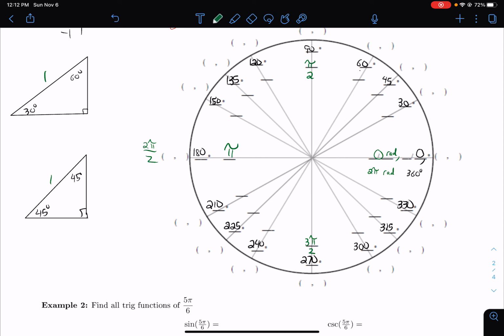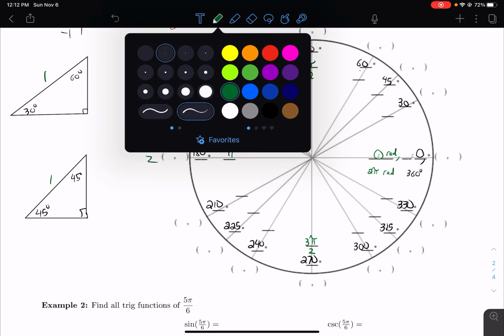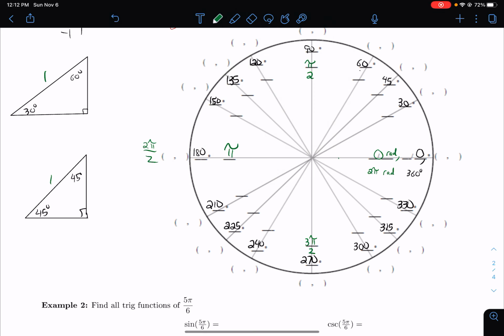Okay, so now let's do all of our 45 degree angle type things. So pi over 2, that was the same thing as getting to 90 degrees. Well, 45 is getting halfway to 90. So that's getting halfway to pi over 2. If I divide pi over 2 by 2, I get pi over 4.